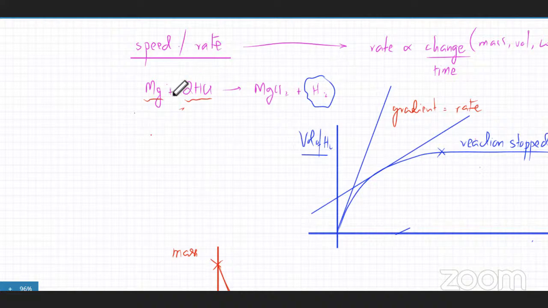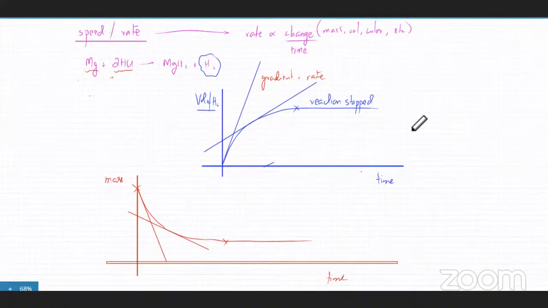another change that you can measure is that Mg is dissolving. So you can measure the time it takes for Mg to dissolve, how quickly that change happens. So if the reaction is very fast, then Mg would dissolve very quickly. If the reaction is very slow, then Mg would take a long time to dissolve. Is that clear? Yes. So just remember, speed is any change with respect to time, and when it comes to graphs, the more the gradient, the faster is the reaction.